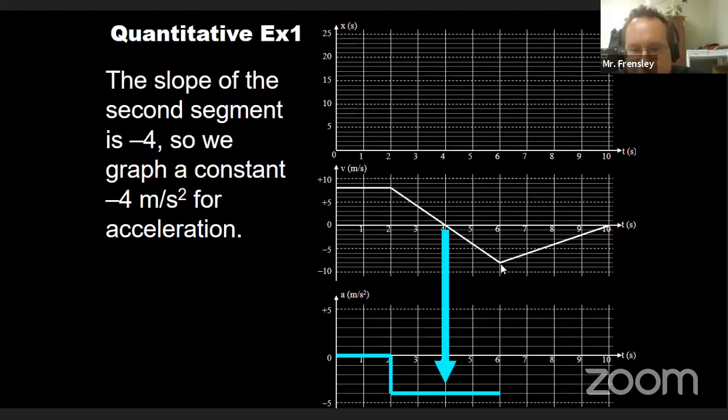Now, what is the slope of this thing right here? Looks like we're going up 8 and over 4, so I think that's +2.